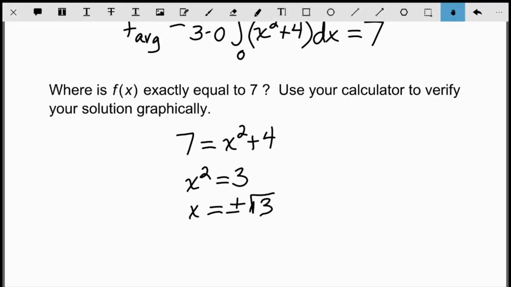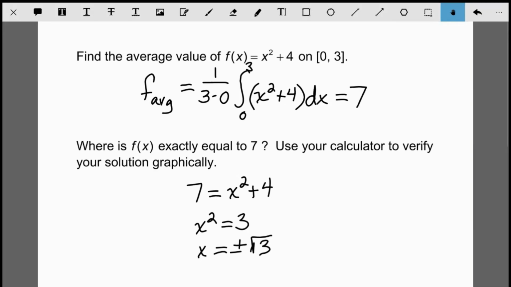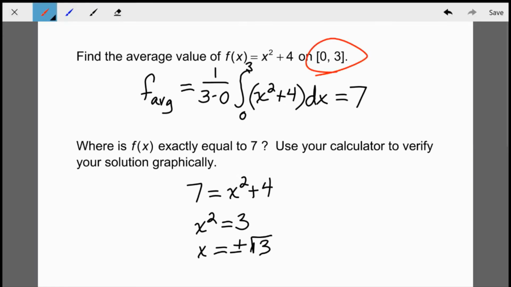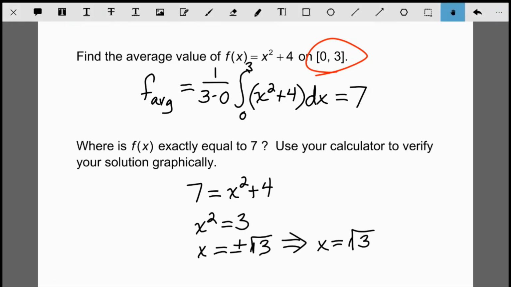Now, a lot of people would give that as their answer. Remember, we're looking at this time interval, 0 to 3. So for us, that means that x would be equal to the square root of 3 on the interval from 0 to 3. What we've just done there is we've just applied what we call the mean value theorem for integrals.